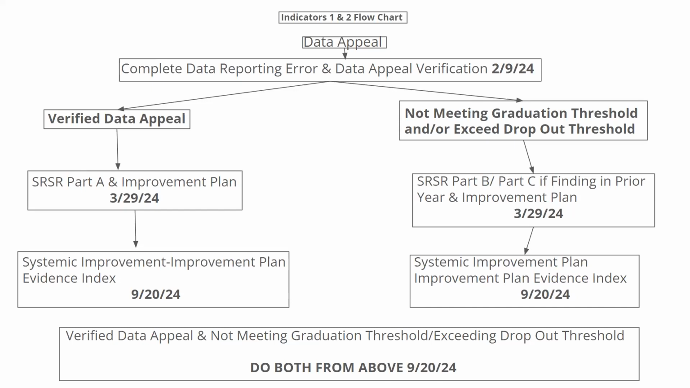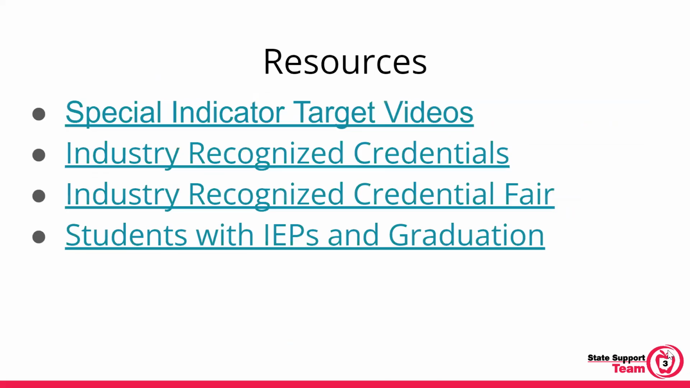As you can see from the bottom, let's say you have both. You have a verified data appeal and you've not met the graduation threshold or you exceeded the dropout threshold. You will have to do both of these things, which you see on the right and on the left, and that will be due by the 20th of September.